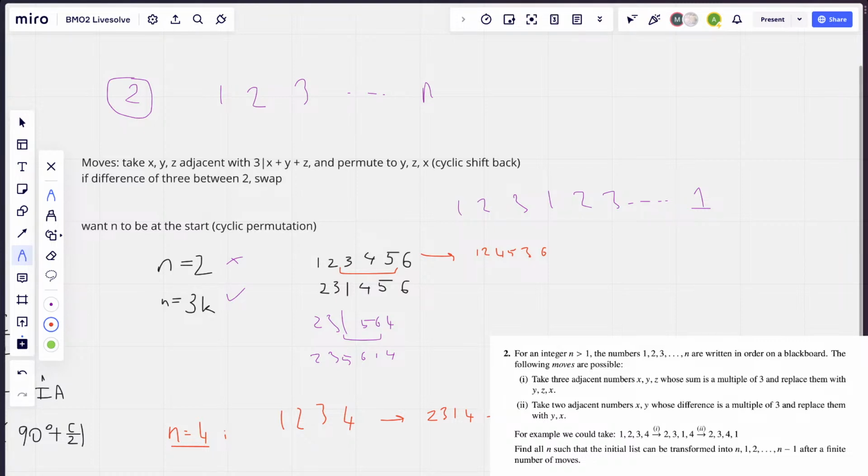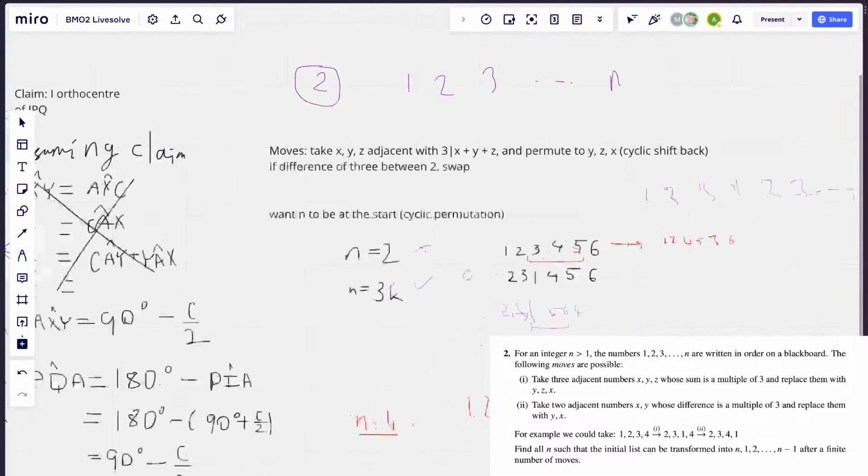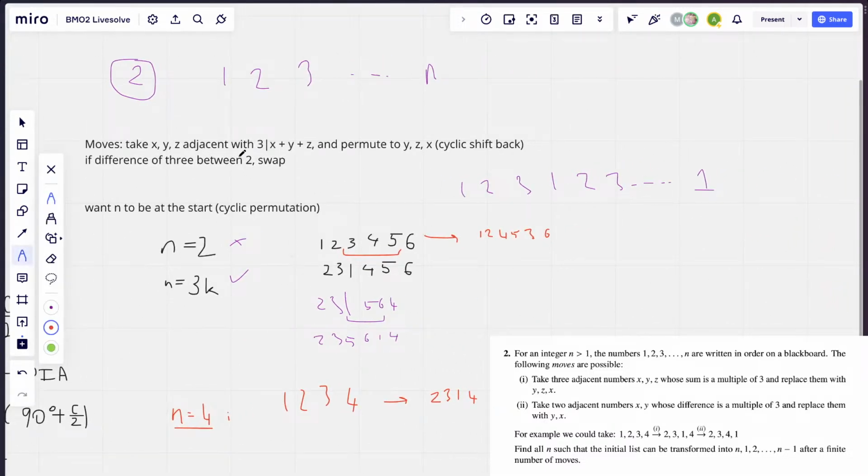So 4 won't work. Hang on. Just by exhaustion. Oh wait, I didn't try the difference of 2. 1, 2, 3, 4. Sorry, we've only tried the first move, right? We can, yeah. Okay. Oh. Yeah. So we've only been trying to do the first move, so of course this didn't work.